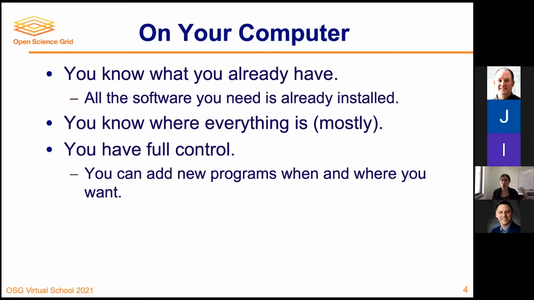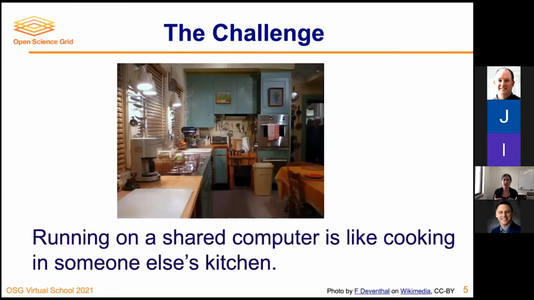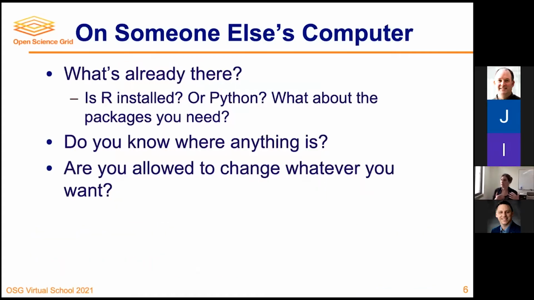So when we move into distributed high throughput computing, we meet this challenge, which is that we're using someone else's computer that's possibly shared. Our analogy is that running on this shared computer is a little bit like going somewhere else and cooking in someone else's kitchen, where you may not know what's already there or installed, in the kitchen or the computer, and where you may not know where things are. Maybe this computer does have a copy of R, but you don't know where it is, the same way that your friend has a muffin pan, but it's in a weird location.